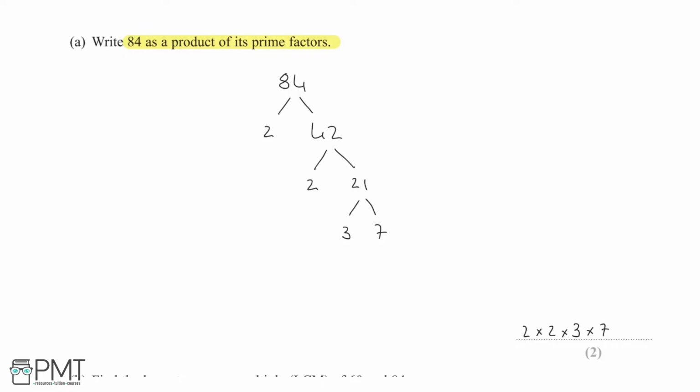So this part is worth 2 marks. You get 1 mark for a complete method to find prime factors, as we have done here, and the second mark for writing your answer in the correct format.